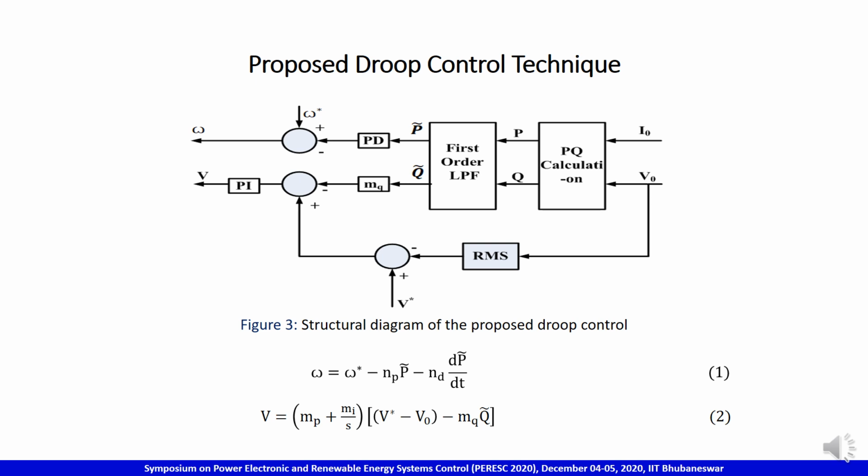The derivative term in the active power loop is added to the conventional droop, which improves the transient response and decreases the frequency deviation. On the other hand, the PI term and the root mean square value of the inverter output voltage in the reactive power loop are added to the conventional droop. That minimizes the effects of line impedance mismatch, achieves accurate reactive power sharing among parallel connected inverters, and controls the frequency and voltage deviation.